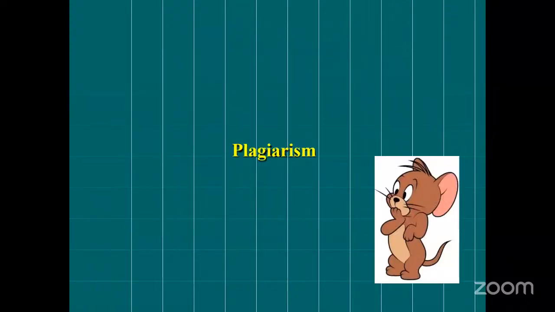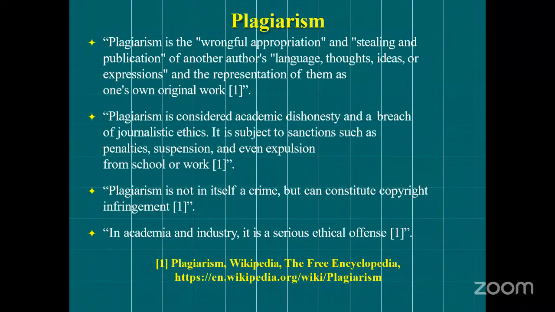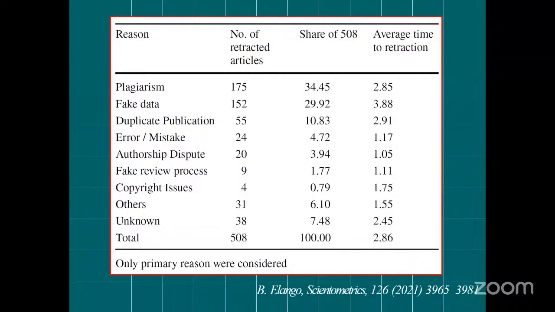And plagiarism means content. They use other content, other figures, other information without permission, before getting citation. That is called plagiarism. So you can see how much plagiarism, how much fake data, how much duplicate publication, and error and mistake, authorship dispute, fake review process, copyright issues, others unknown. You can see this data from 2021. A collector. You can look at that here. 125 plagiarism is the average. These are the things that are there.